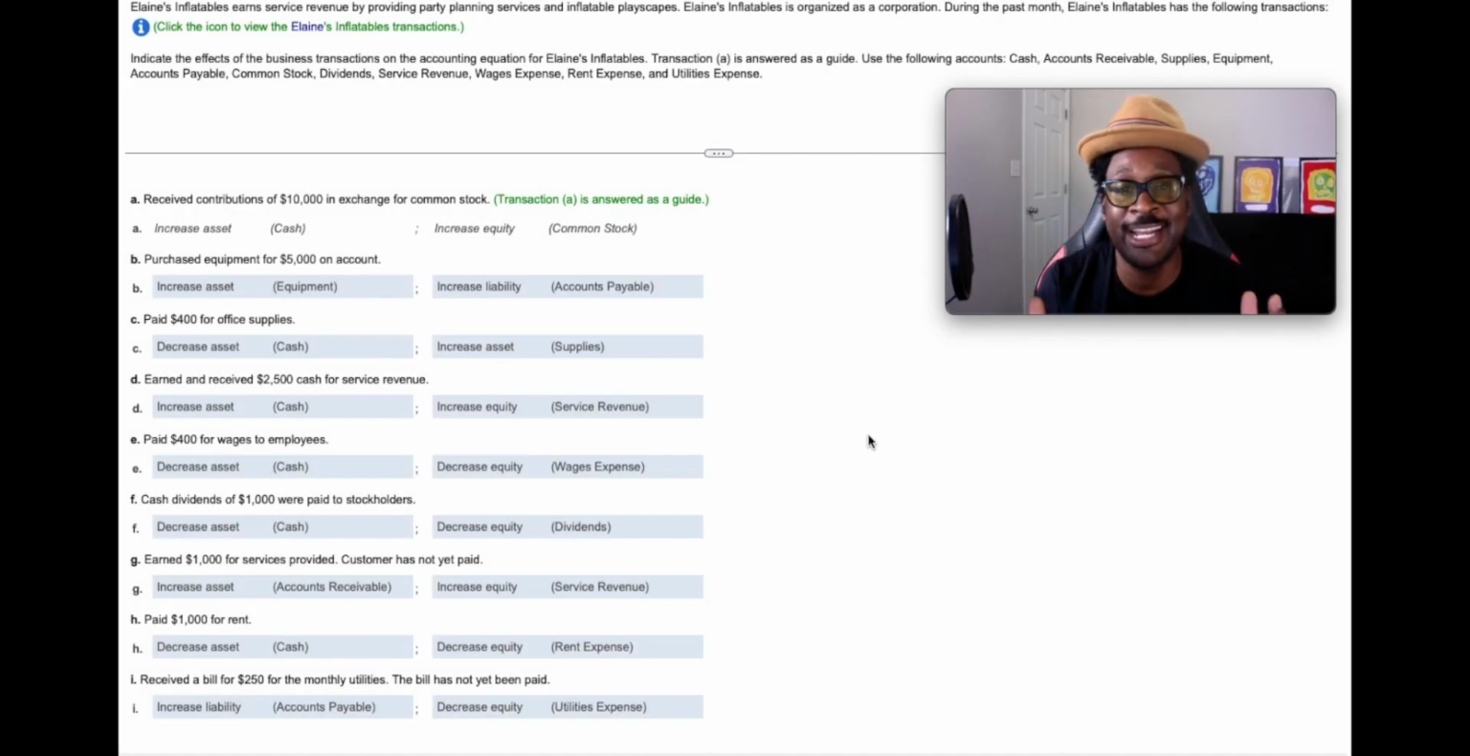So this summarizes, gang, a beautiful illustration of a walkthrough of how the accounting equation is affected by transactions. So hopefully you understand some of this stuff and that light bulb is clicking.